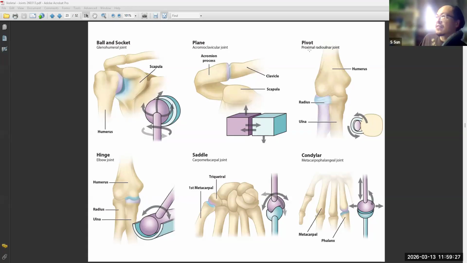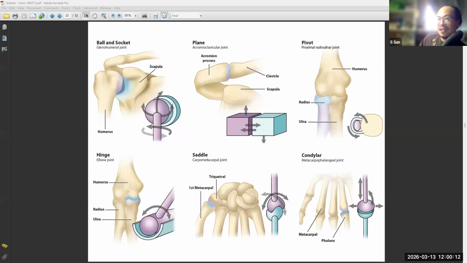Another one is called pivot. With this one, a bone creates a little bit like a dimple, and then the other bone sits into that dimple, and so it allows you to rotate. This is part of the elbow, but it's not the elbow hinge. This allows you to rotate like this, right? Ulna and radius, you can rotate. That's pivot. So here is the proximal radioulnar joint.